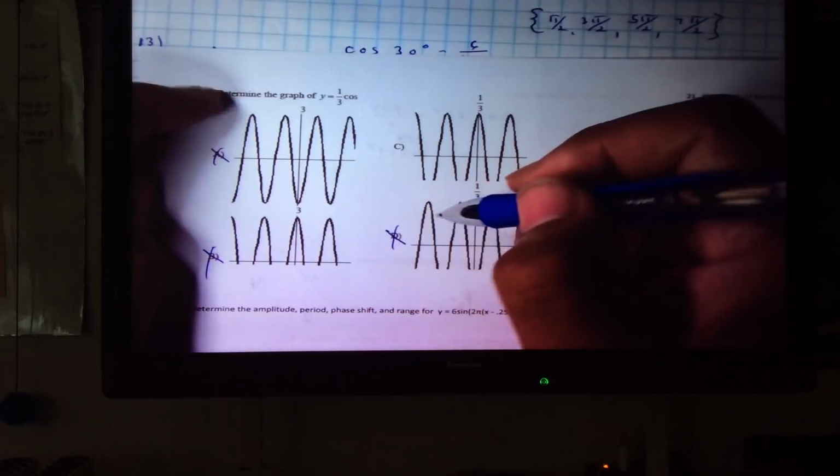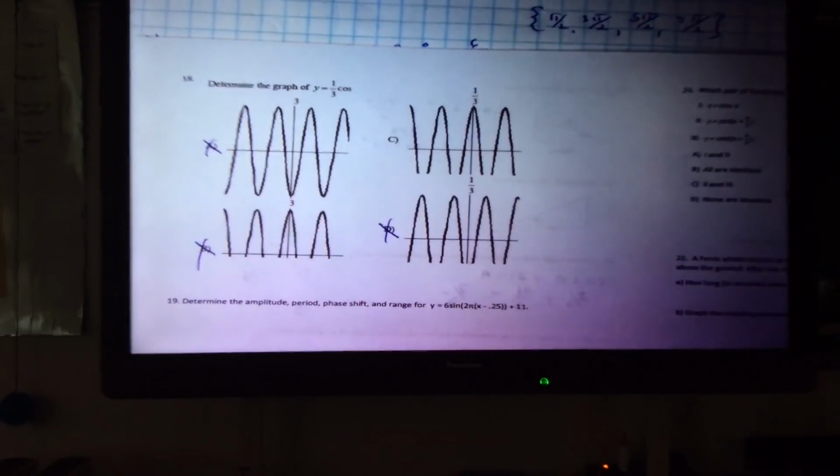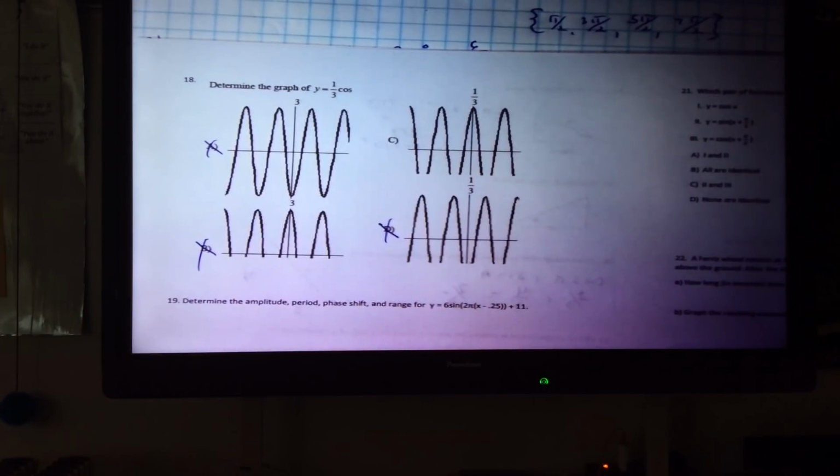Going so fast. That's because you're trying to write down everything. Just pay attention. Okay. And then write it down after we finish.